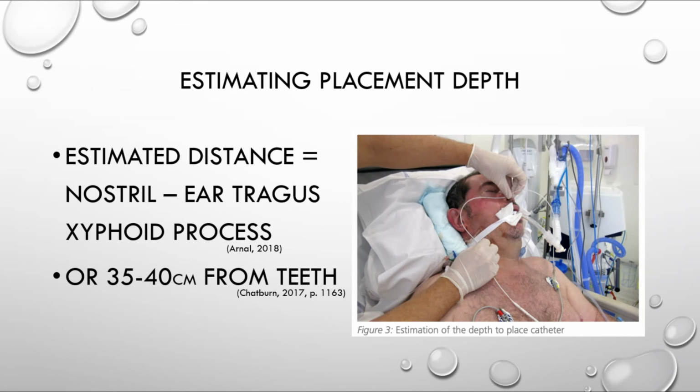Another way to estimate placement depth is similar to how we decide which size oropharyngeal or nasopharyngeal airway to use. You can take the catheter and hold it up to the patient, and you want the tip of the catheter to sit about at the xiphoid process. Another rough estimate is about 35 to 40 centimeters from the teeth.